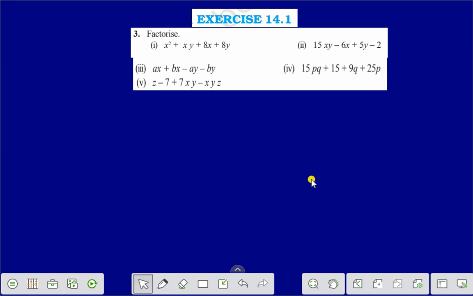Hello everyone. Today I'll discuss exercise 14.1 question number 3. Factorize. Let us factorize these questions. Number 1 is x square plus xy plus 8x plus 8y.